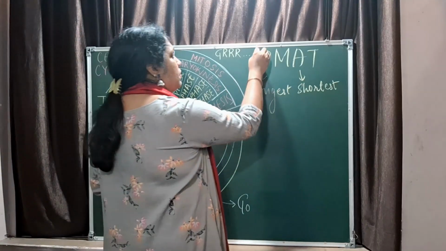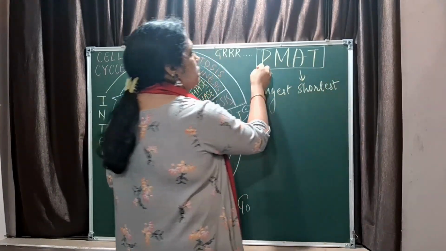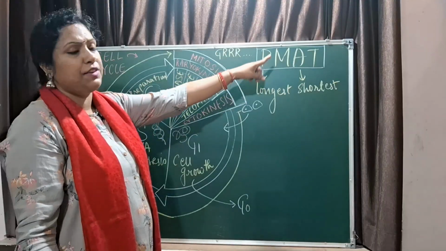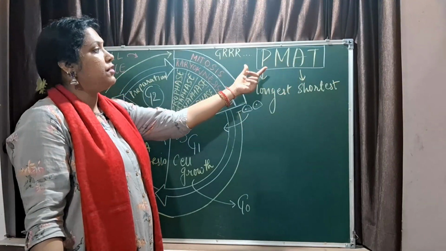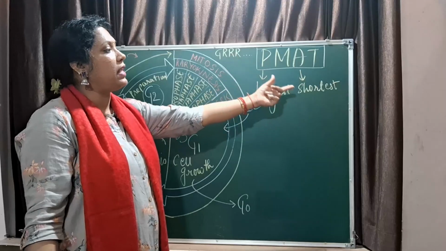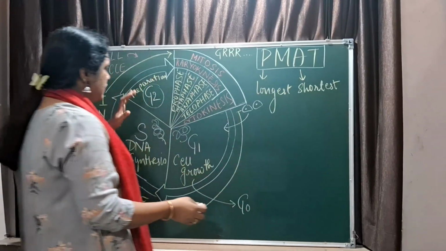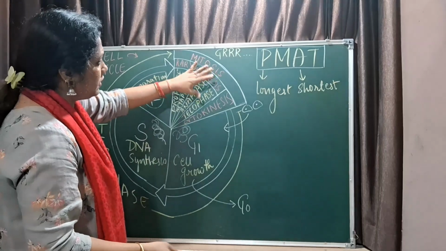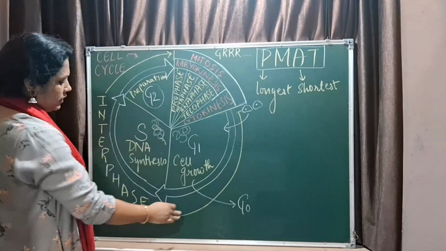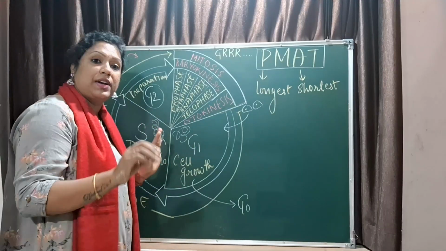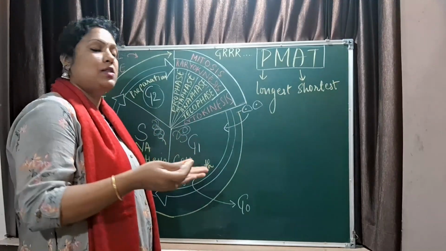How are you going to remember the phases order? It is PMAT. What is PMAT? Prophase, metaphase, anaphase, telophase, in which prophase is the longest phase and anaphase is the shortest phase. What happens in the interphase? Now see, this is the cell division phase, a small part. The major part of the cell life is the interphase, where the cell just rests and prepares to divide.